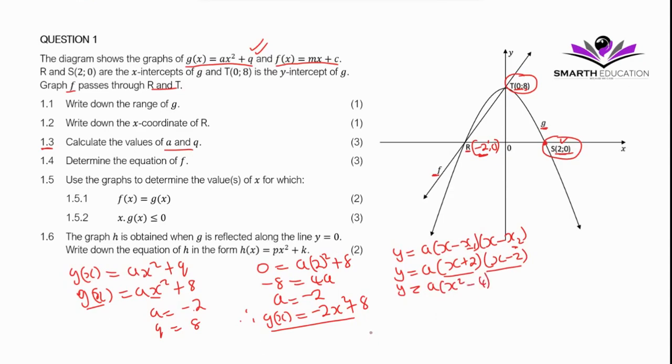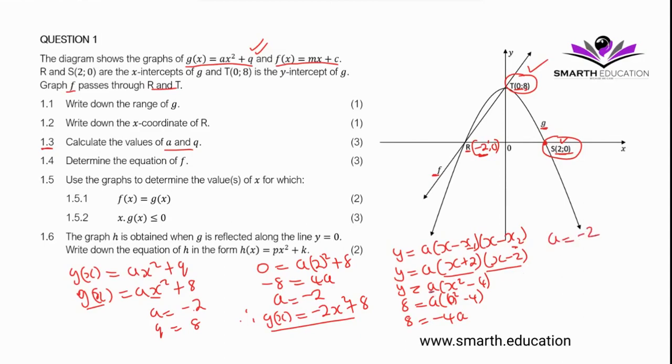And then we can substitute the other point that is given, which is T there. Where there is x, we put 0. Where there is y, we put 8. So 8 is equal to a, and then 0 squared minus 4, which is just negative 4. So 8 is equal to negative 4a. Then we get that a is equal to negative 2.